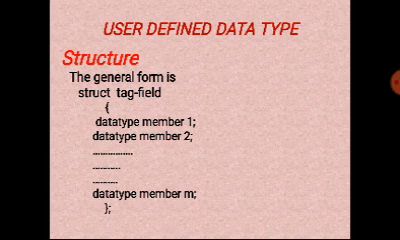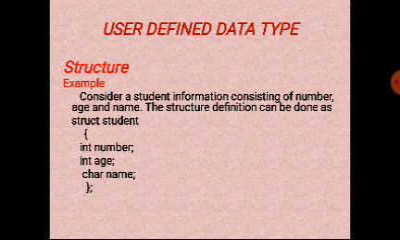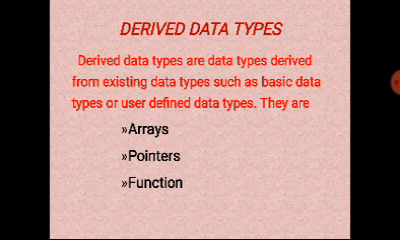Data types mean int, const, float, like that. Here is one example: if you want to write student information, we can take it as struct student. Within the parentheses we have to take integer number, integer age, and character name, then the parentheses should be closed and we have to put a semicolon; only then will the structure be closed.